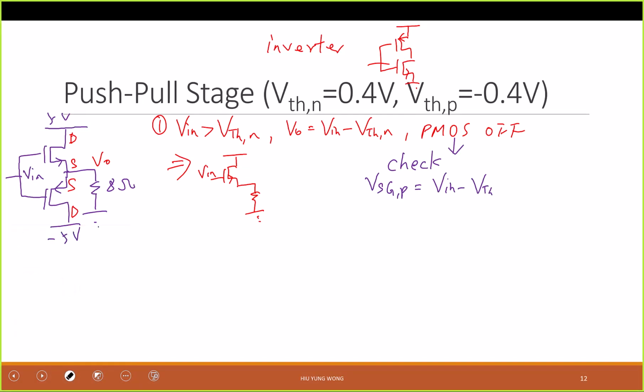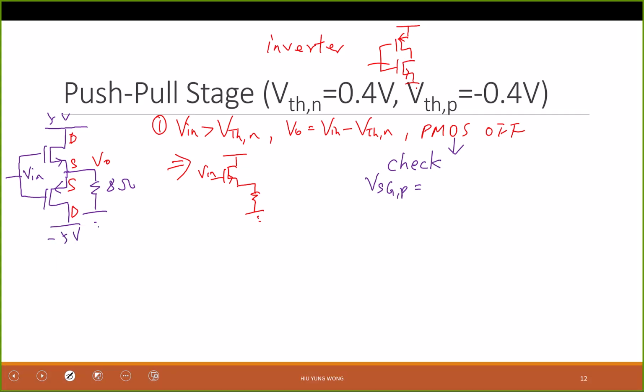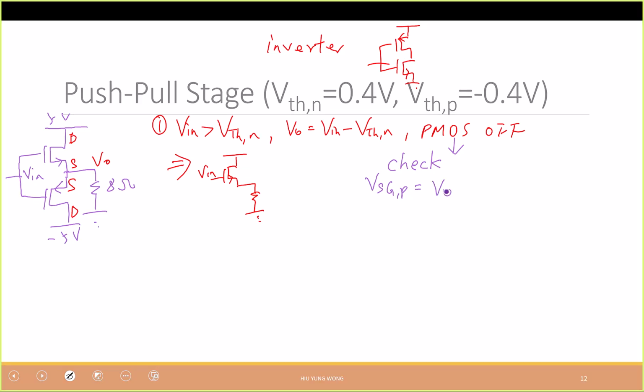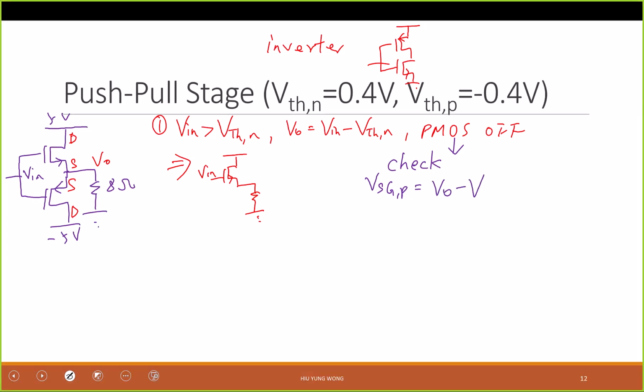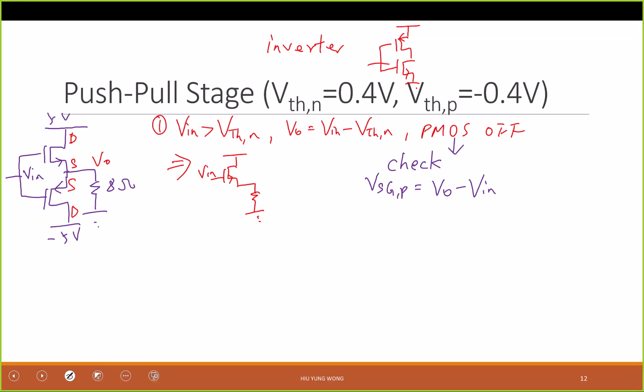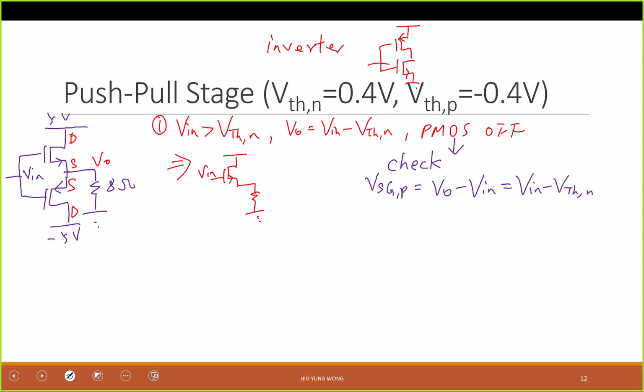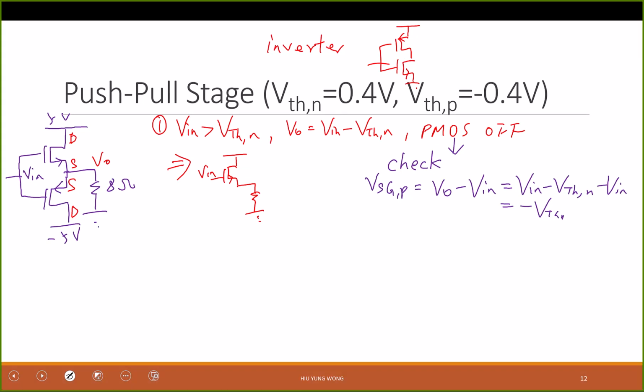Maybe let me do it in a few steps. It is V out. Maybe you tell me, right? What is the VSG of PMOS? V out minus V in. Yeah, because VSG is Vs minus Vg. Correct? And then V out, very good. V out equals V in minus VTHN, right? So this equals negative VTHN.